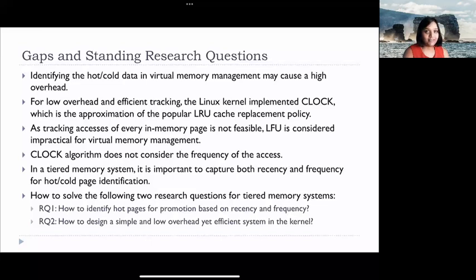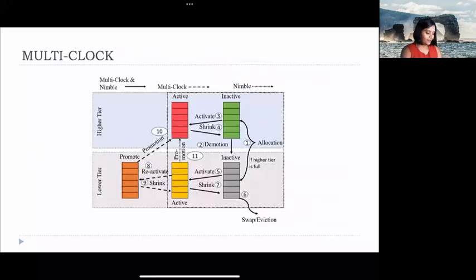Would you like to design such a system? Well, that's one of the research projects that we are currently working on in our lab, and we have some development to announce as our best working solution at this moment. We designed a system called multi-clock.